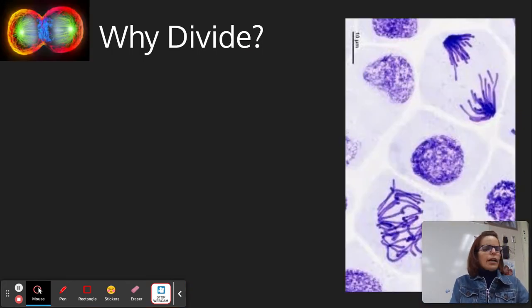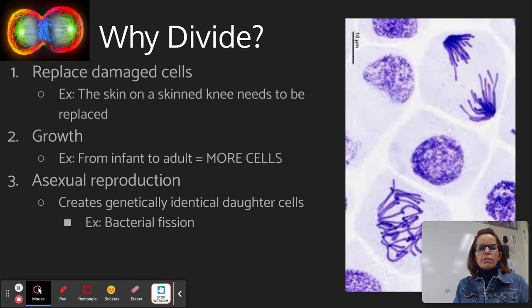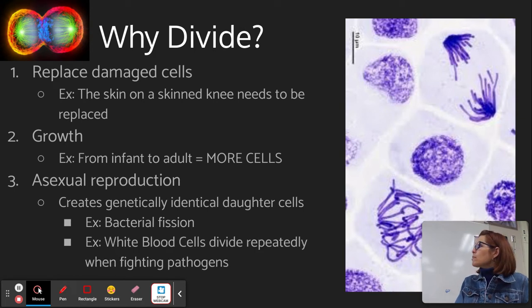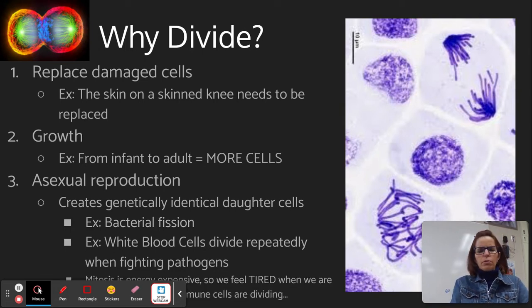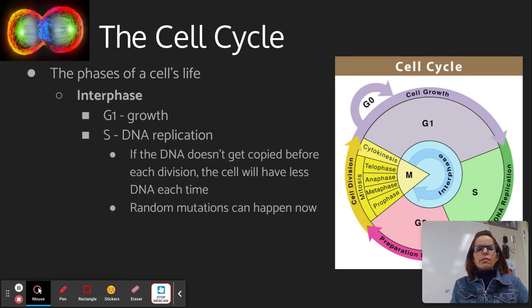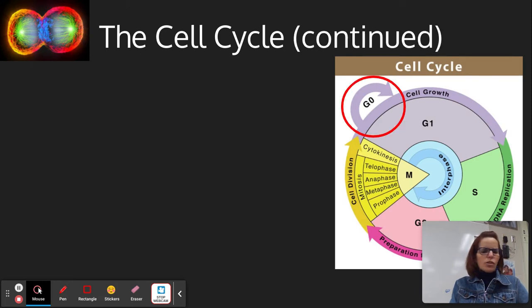Okay, so just why cells need to divide. Cells need to replace damaged cells. They need to grow. Asexual reproduction, so just replacing your skin cells or whatever, that's an example of mitosis. And then the cell cycle, just reminding you about the different stages of the cell cycle.